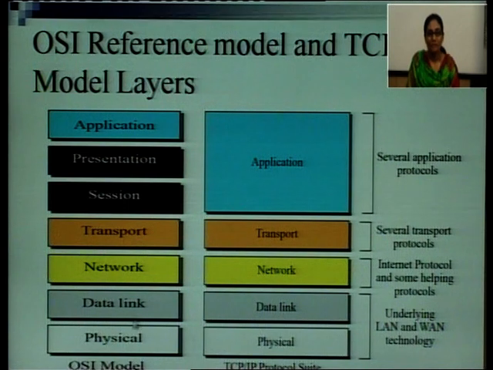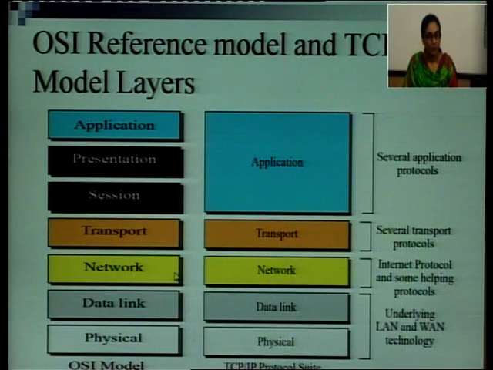And when we compare these layers with the TCP/IP protocol suite, the first two layers of the OSI model, that is the physical and data link layer, combinedly use some underlying LAN and WAN technology. So in the TCP/IP protocol, the physical layer and data link layer use the underlying LAN and WAN technologies.